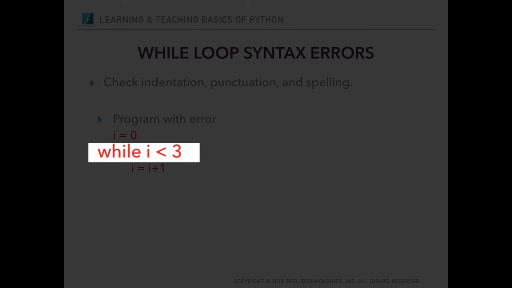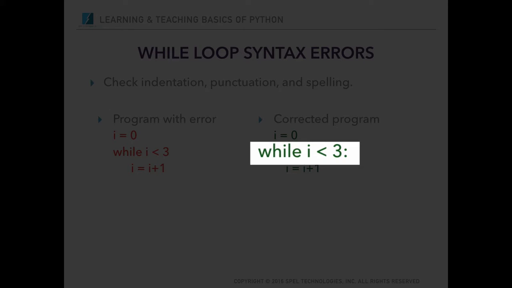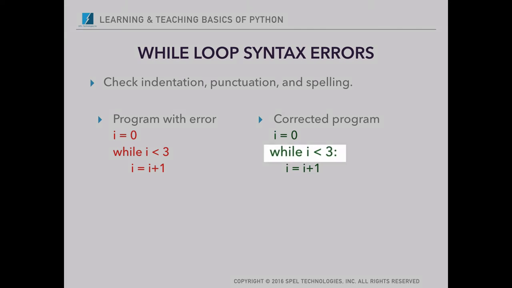Look at the second line. Remember that a while clause must be terminated with a colon, but there is no colon here. So that is going to lead to a syntax error. You can correct the program by adding the colon as shown in this program here. So the while clause, which was previously written as while i is less than 3, has now been corrected to while i is less than 3 colon.